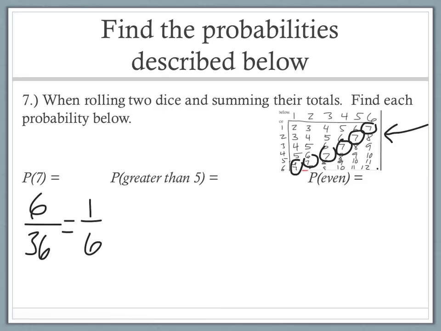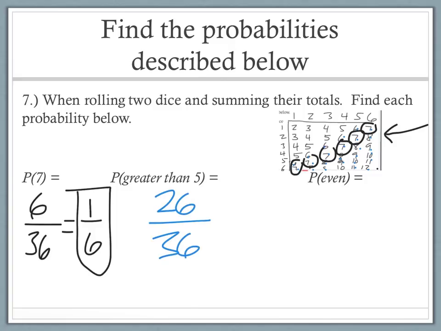Okay, now let's get greater than 5. So I'm going to count up all the ones that are greater than 5. I'm going to start with these 6s. So 1, 2, 3, 4, 5, 6, 7, 8, 9, 10, 11, 12, 13, 14, 15, 16, 17, 18, 19, 20, 21, 22, 23, 24, 25, 26. So there's 26 out of 36. Okay, now we can reduce that, divide them both by 2, and we get 13 out of 18. Okay, can't reduce that anymore, so that is our probability.